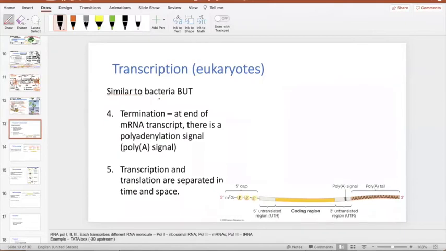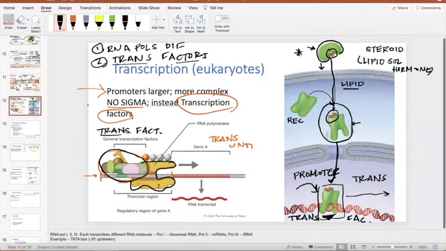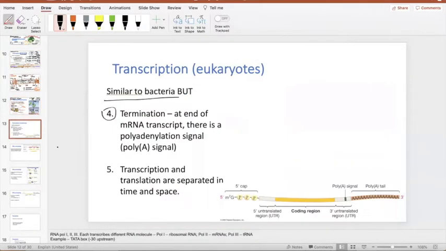And then the third thing that I have on here is 4, why do I have it as 4? 3 RNA polymerases. Promoters are larger, more complex. Okay, promoters are larger. I don't know what 3 was supposed to be. I think I might have just misnumbered this.